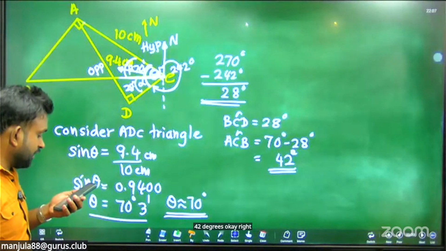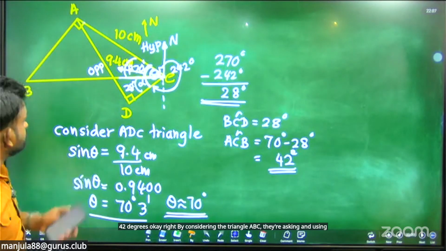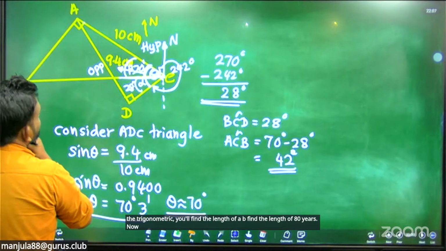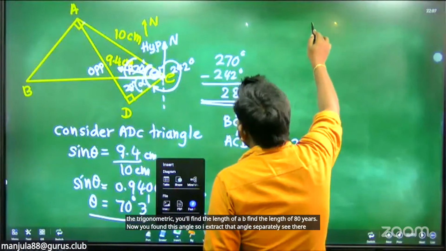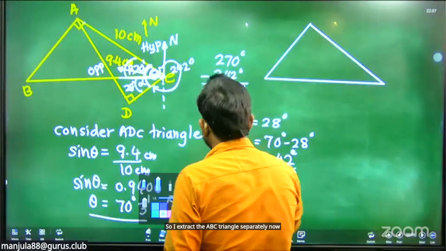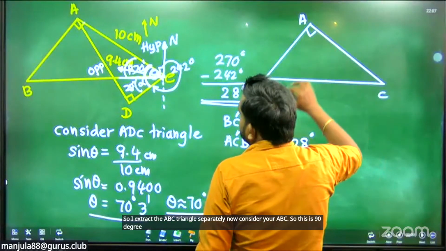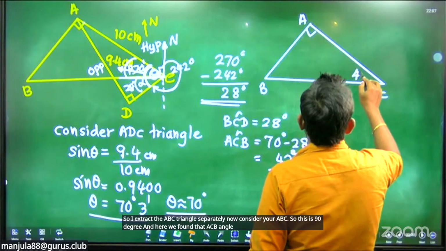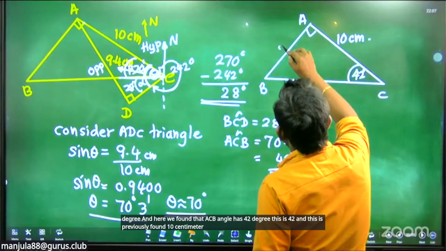By considering the triangle ABC, they're asking, using trigonometry, find the length of AB. Yes, now you found this angle. So I extract that triangle separately. See there. So I extract the ABC triangle separately now. Consider here ABC. So this is 90 degree. And here we found that ACB angle as 42 degree. This is previously found 10 centimeter. They ask for the AB length.